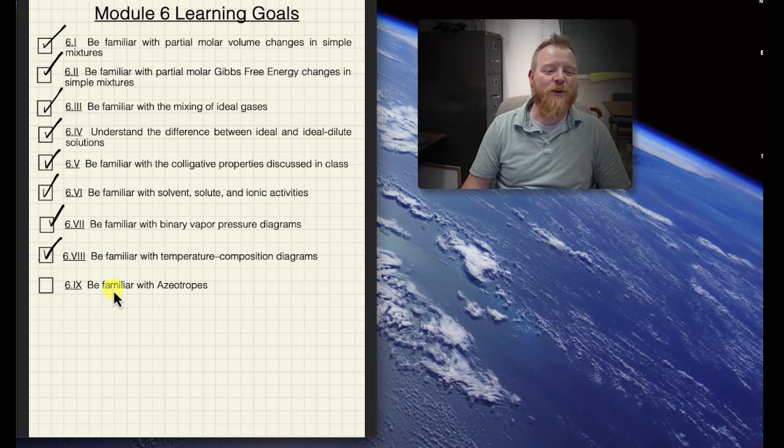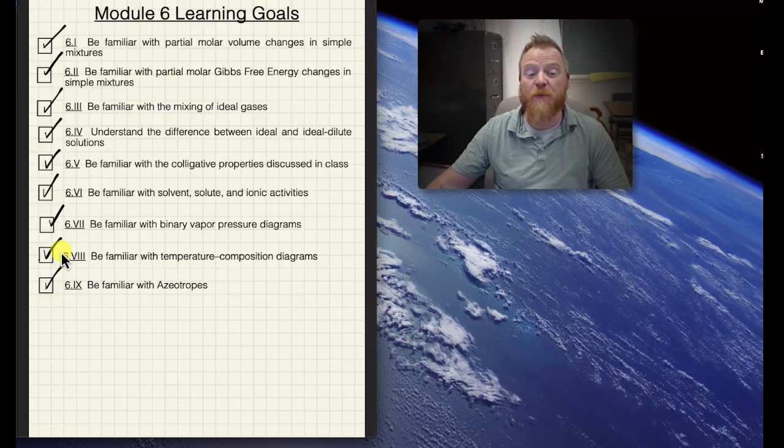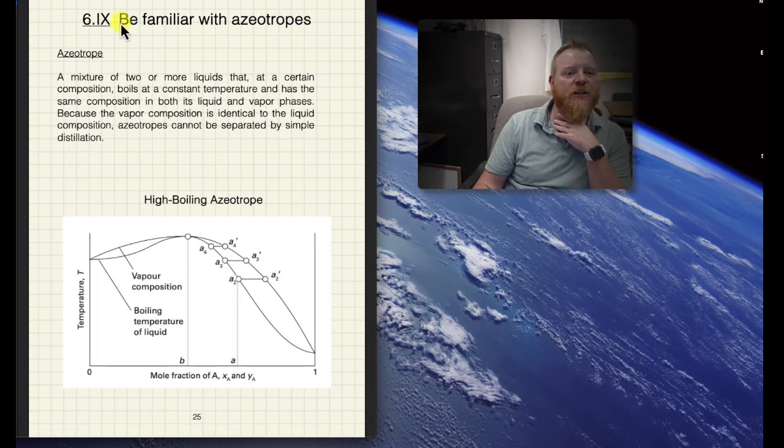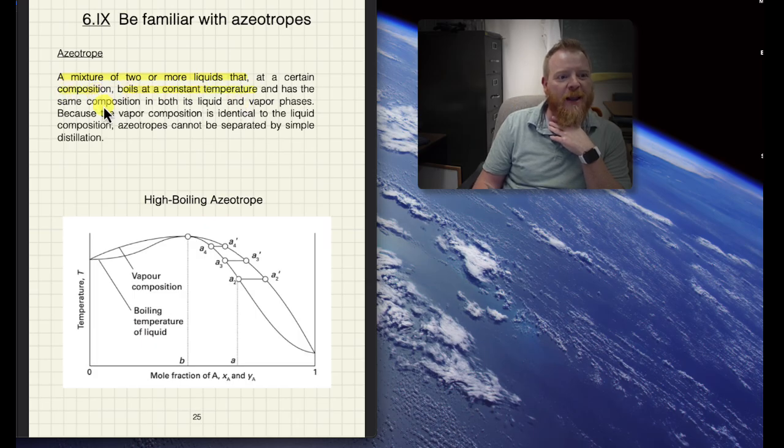Okay folks, last learning goal of this module, and this will be a short one. I want you to be familiar with azeotropes, which I know you've discussed briefly in organic chemistry, and I'm only briefly going to discuss them here as well. By definition, an azeotrope is a mixture of two or more liquids that at a certain composition boils at constant temperature and has the same composition in both its liquid and vapor phases.